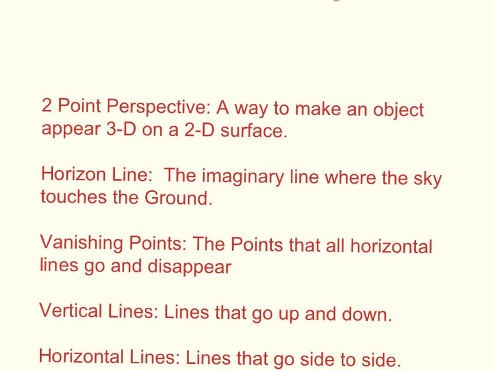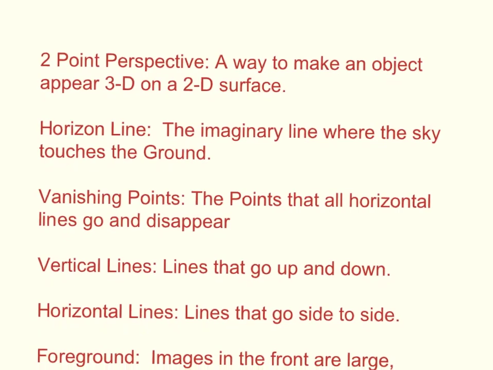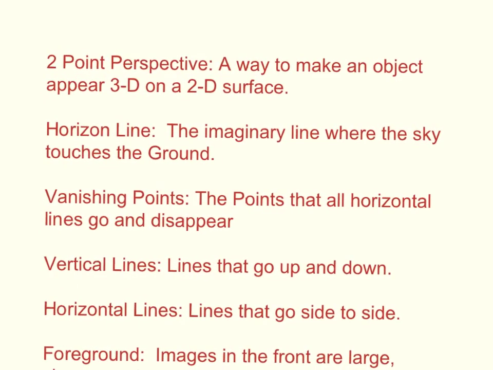You need to know the word vertical. This might be a word that you've learned in the past. Vertical lines are lines that are up and down on a page. And then horizontal lines are the lines that go back and forth. These 5 words are extremely important for two-point perspective. You need to know what two-point is, what a horizon line is, the vanishing points, vertical lines, I use that word a lot, and horizontal lines.